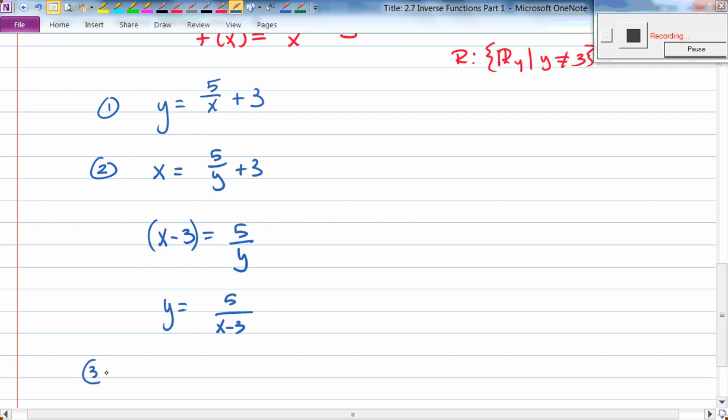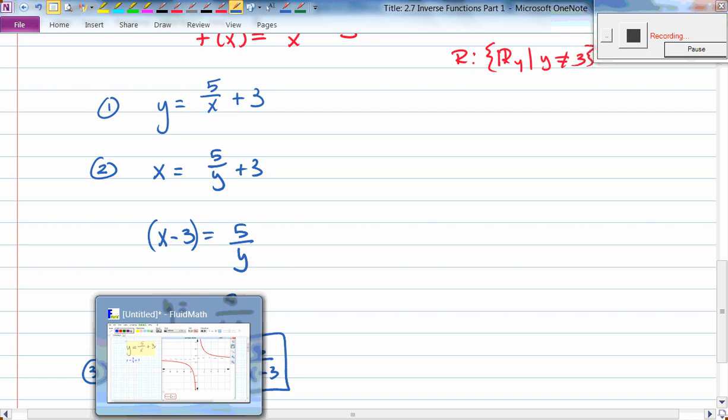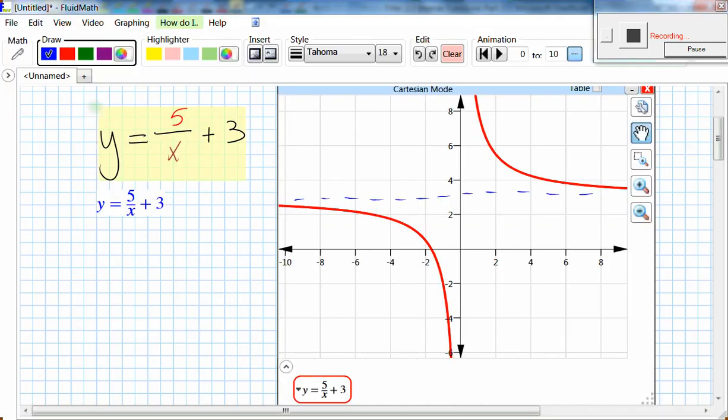And then finally, on step 3, once you've solved for y, you've found your inverse function. f inverse of x is equal to 5 divided by x minus 3. So now we have this inverse function here: f inverse of x equals 5 over x minus 3. What I would like you to do now is graph the inverse function alongside your regular function, and we're going to take a look at that. I'll do the same thing here. Oops, I'm in the wrong mode.